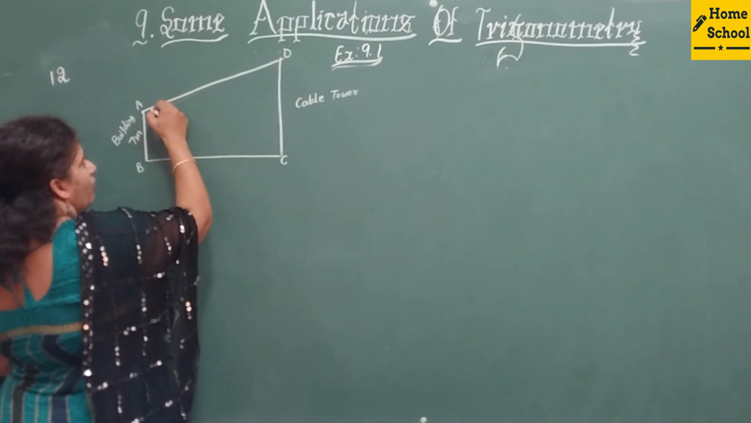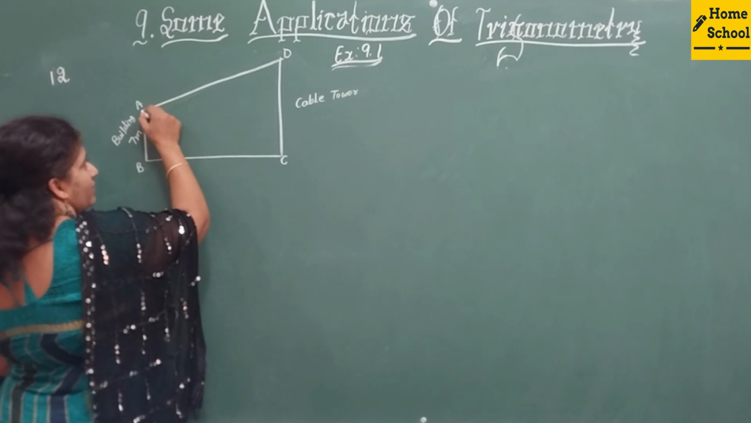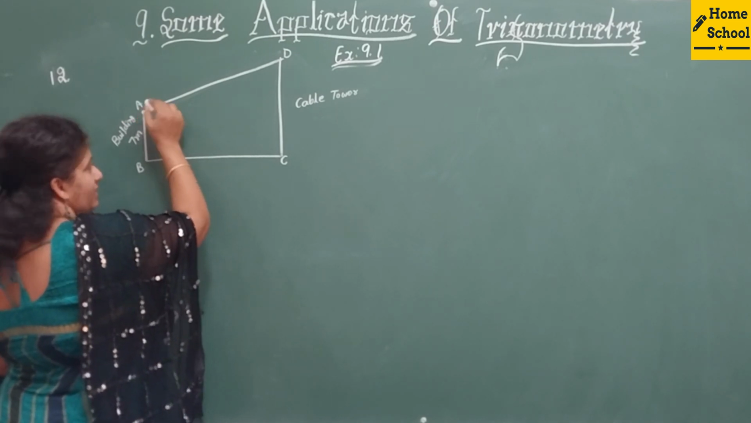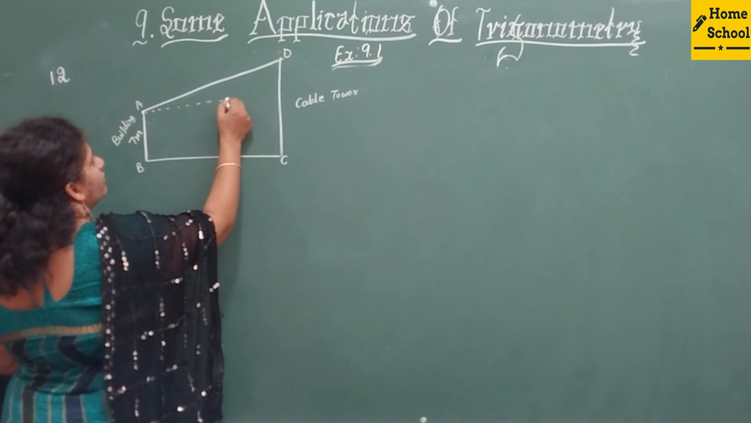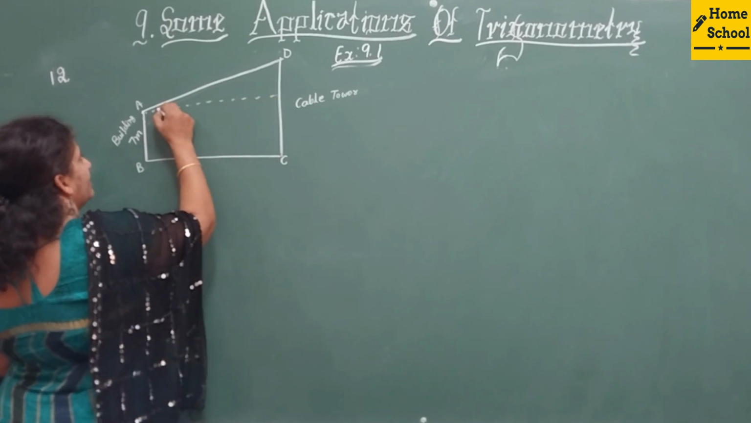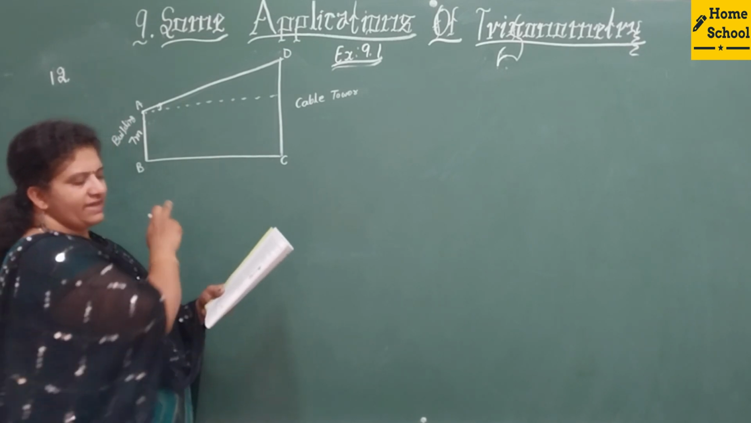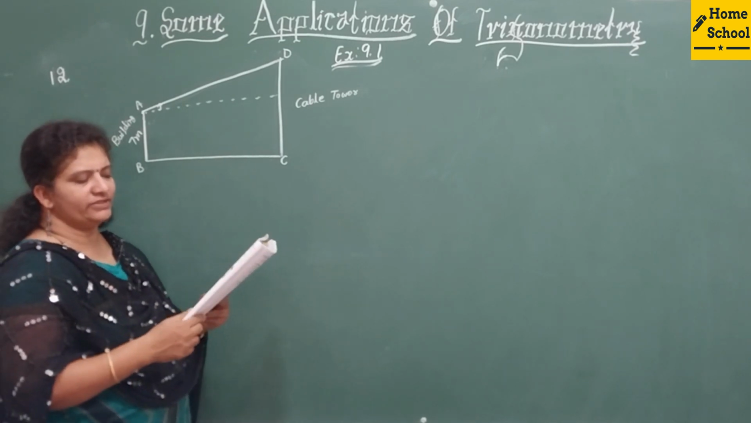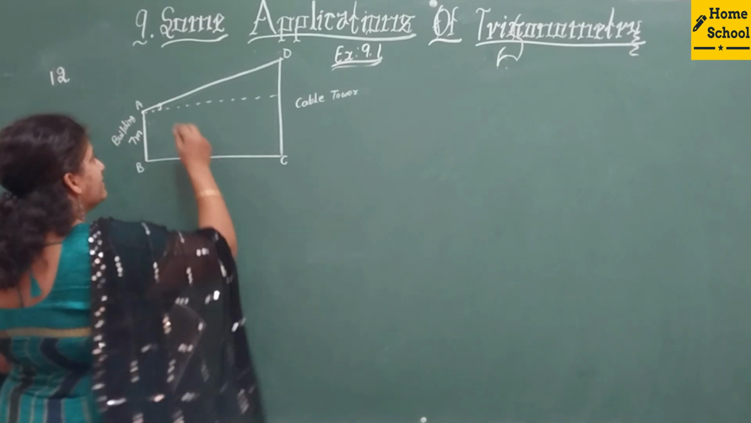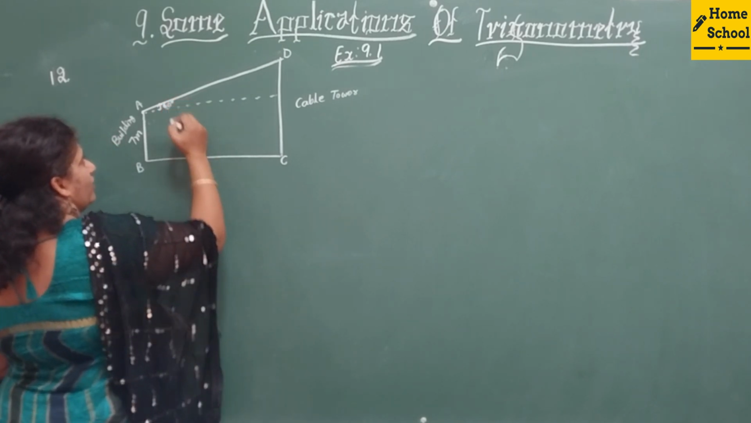Angle of elevation, how can I mark the angle? From here, the top of the tower, how can I take it? You need to draw a horizontal line, right? And then take the elevation angle. From the top of a 7 meter high building, the angle of elevation of the top of a cable tower is 60 degrees. Okay?